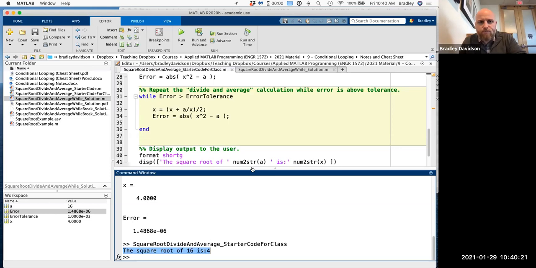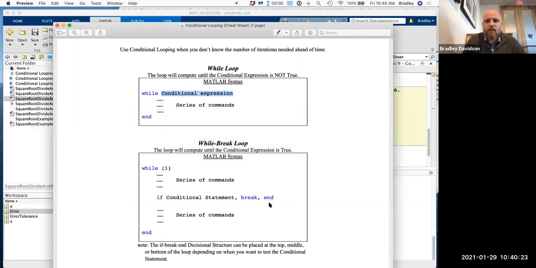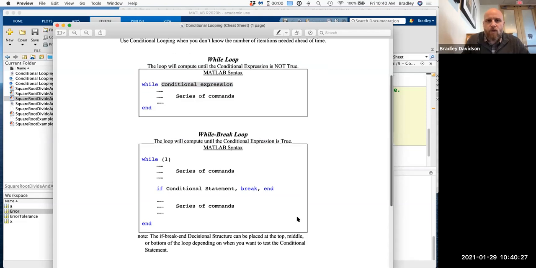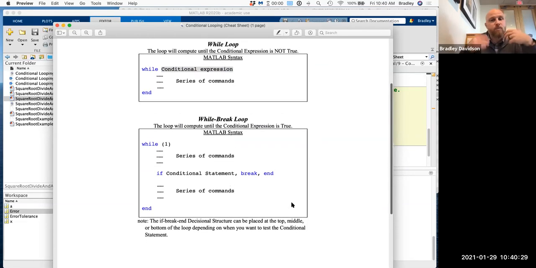One thing that I want to point out here is that there are two different ways to do a while loop. One of them is the while loop, the classic while loop that we just now did. However, I'm going to recommend that you do something called a while break loop. So take a look at this syntax and let's work through this. We have the while command, and then we have the end, just like we've had before.